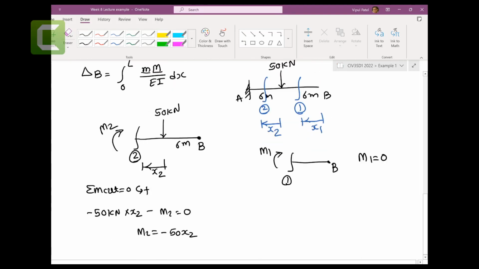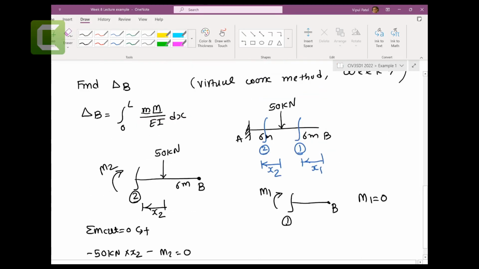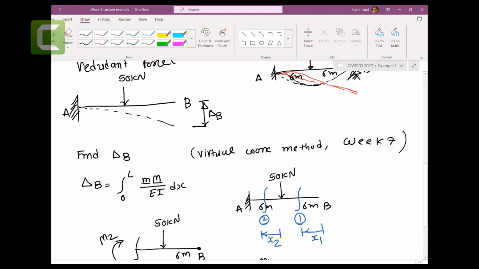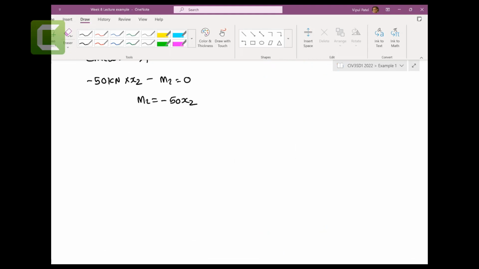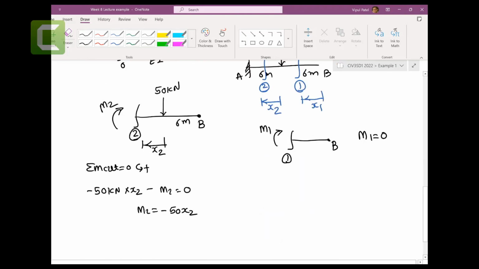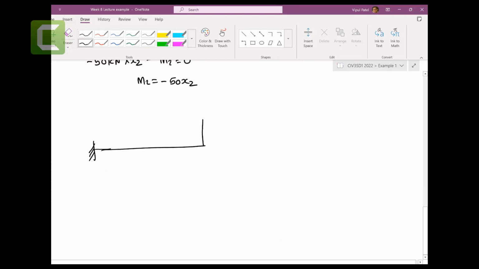Right, so two things done: capital M1 and capital M2 found. Now we need to find the virtual loads, right? Because we need to find the displacements. In the virtual method, you can remove the real load and put the virtual load where you want to find the displacement. You want to find the displacement at point B, so you put the virtual load 1 there. And again, we're going to make the same cut. You remember that we can't change our style: the x1 coming from here and x2 coming from here would be the same.